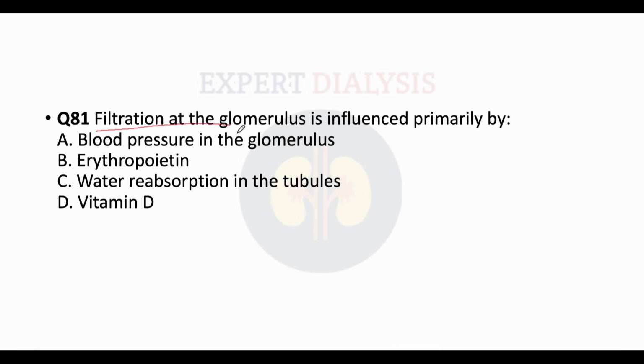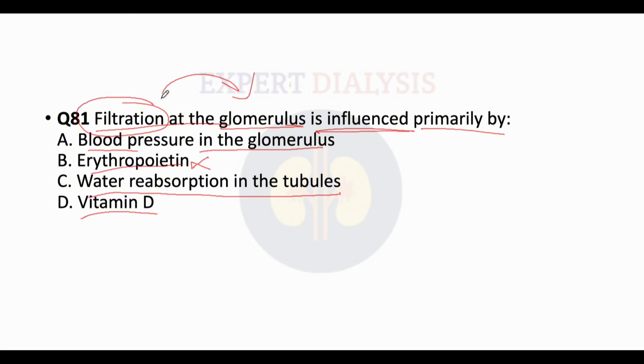The first question says: filtration at the glomerulus is influenced primarily by what? Option A says blood pressure in the glomerulus. Option B says erythropoietin. Option C says water reabsorption in the tubules, and option D says vitamin D. There is no direct connection of erythropoietin with the filtration. Vitamin D also has no direct relationship with the filtration part. Water reabsorption in the tubules is also not linked with the filtration part.